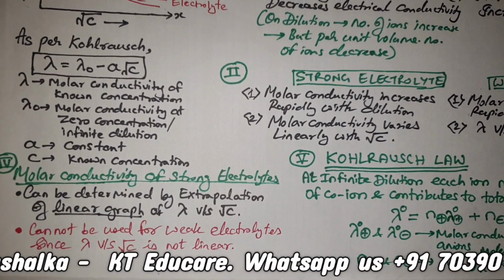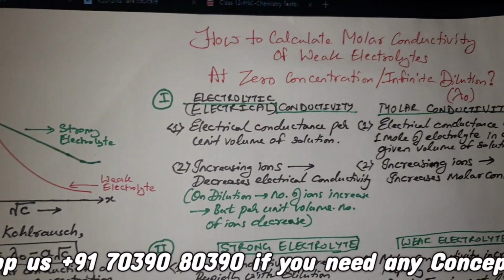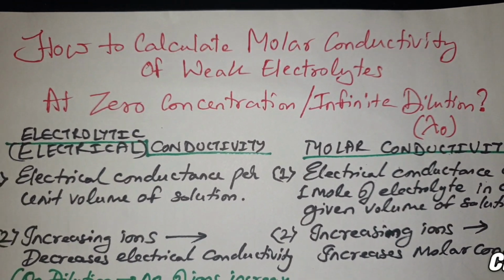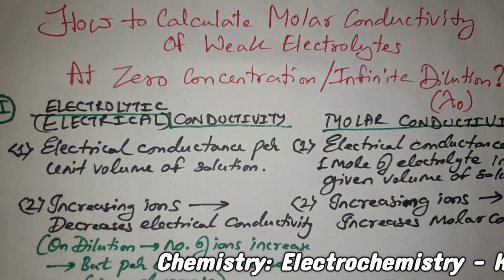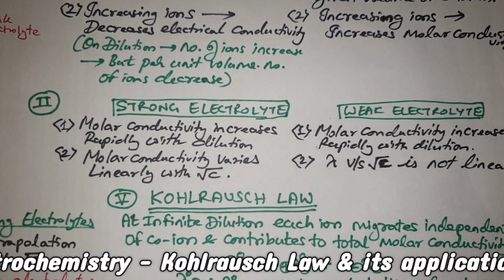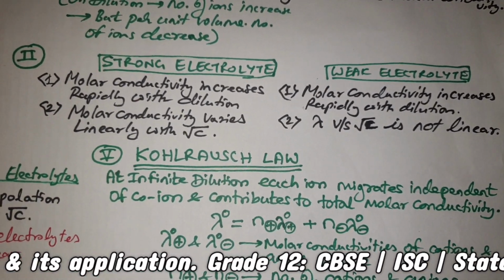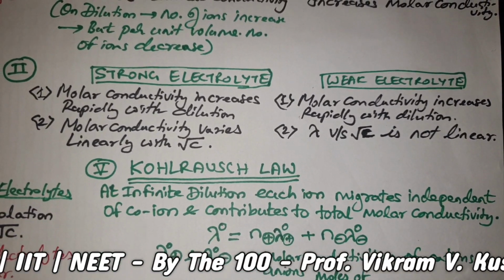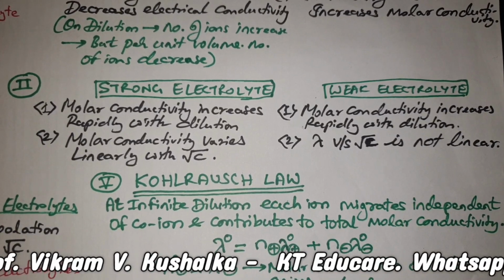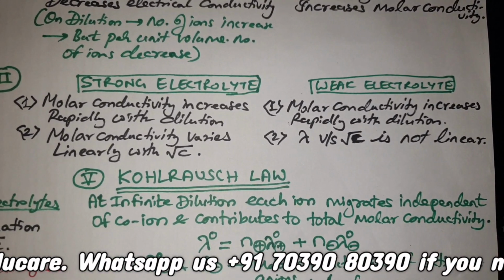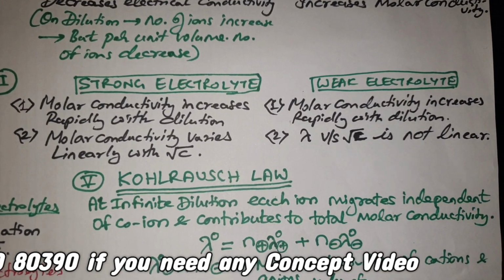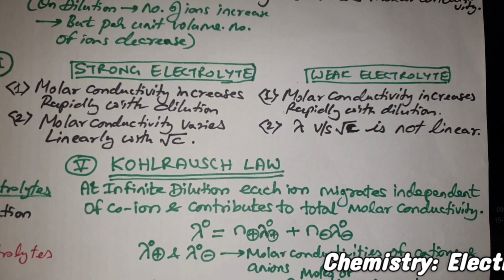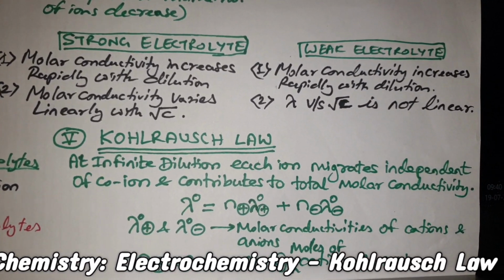So how do we find out the molar conductivity for weak electrolytes at zero concentration or infinite dilution? That's our question now, right? So for this, Kohlrausch came with his law, which is a very simple law to understand. He stated that at infinite dilution. Now what do you mean by infinite dilution? Infinite dilution means that limit of dilution after which there will be no effect on molar conductivity. That means the concentration has almost come to zero. That is why infinite dilution can also be called zero concentration.